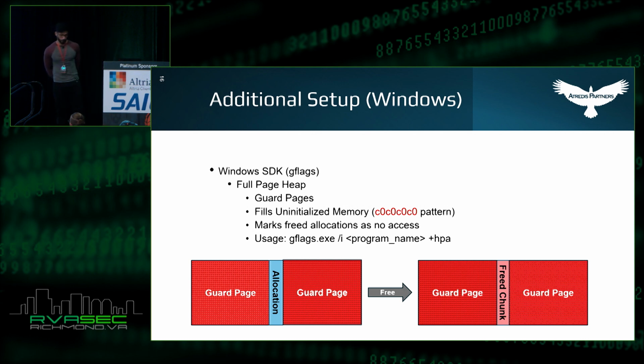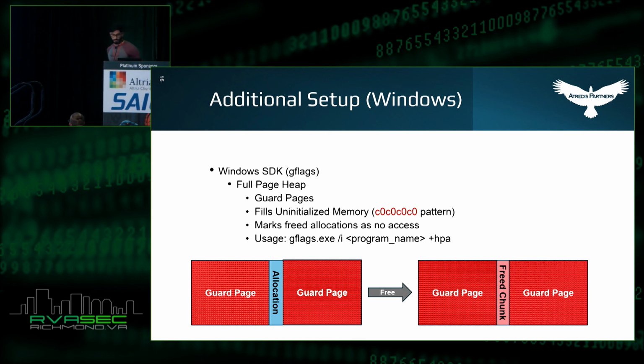Full page heap does a few things. First, uninitialized memory: it fills it with a familiar pattern, a C0, C0, C0 pattern. So if the application references uninitialized memory and then tries to write to it, let's say it picks up the memory from an allocation and thinks it's an address and just goes to try to write to it, and it was uninitialized, that will cause a crash.